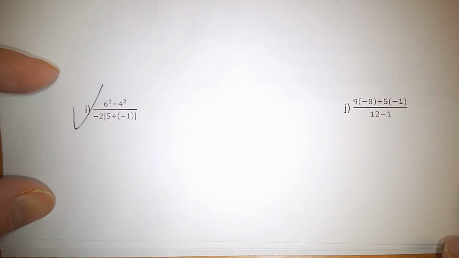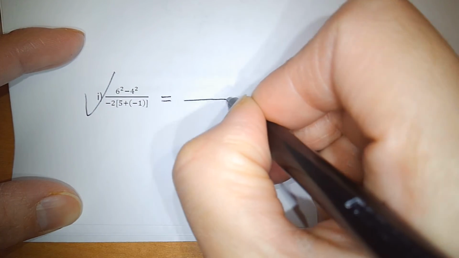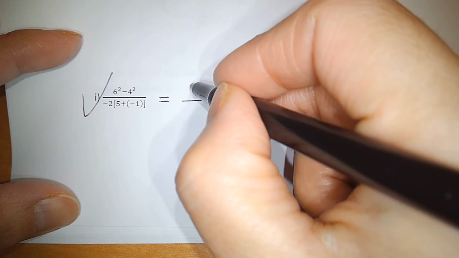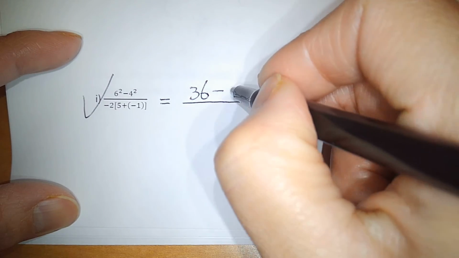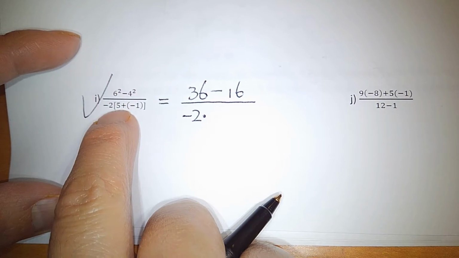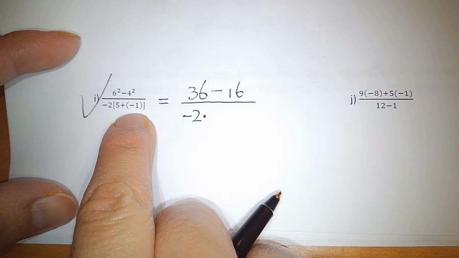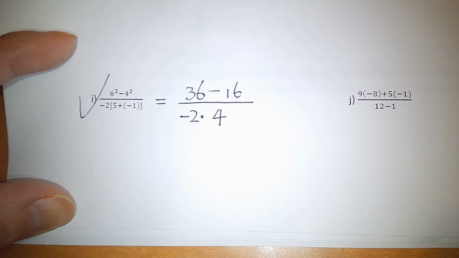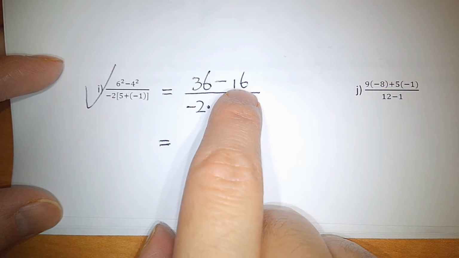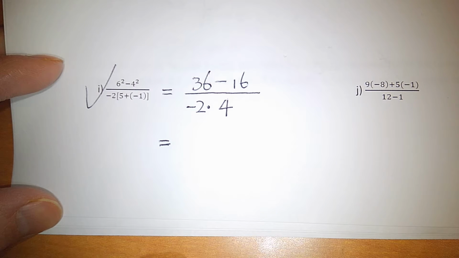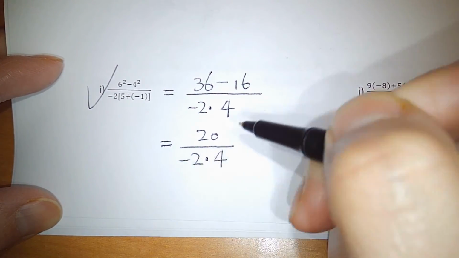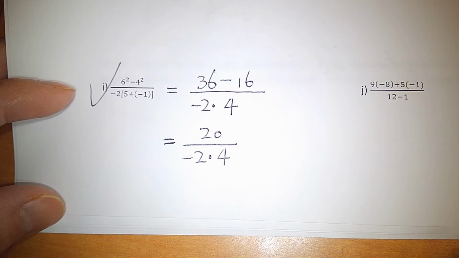Alright, question I. This is a division, right? Six square, 4 square. Okay, bracket. Negative 2 times by. What is 5 plus negative 1? Positive 4, right? 36 minus 16. 20, right? Divided by negative 2 times by positive 4. Negative 8, right? Yeah, negative 8.